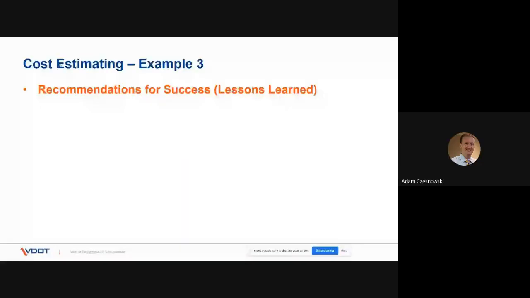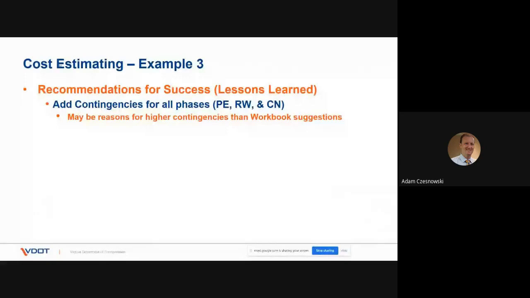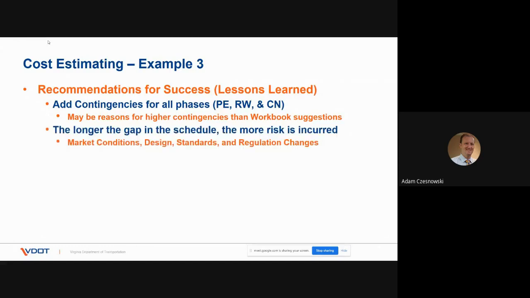So what lessons have we learned from this? Remember, and it's highlighted in the estimate workbook, that contingency should be applied to all phases, even when your project has started and has been partially developed. And when you have those long gaps, you're going to have higher contingencies likely than the workbook suggestions, because the longer the gap in the schedule, the more risk is likely to pop up. You never know what market conditions are going to change. The further out you are, the more variable it's likely to be. And then design standards and regulations are updating and changing. So you don't know what you'll have to go back and add or modify.